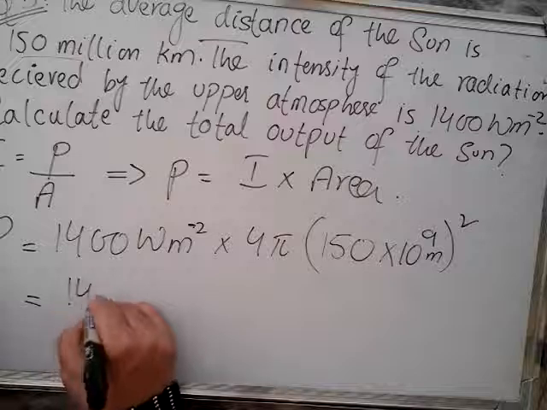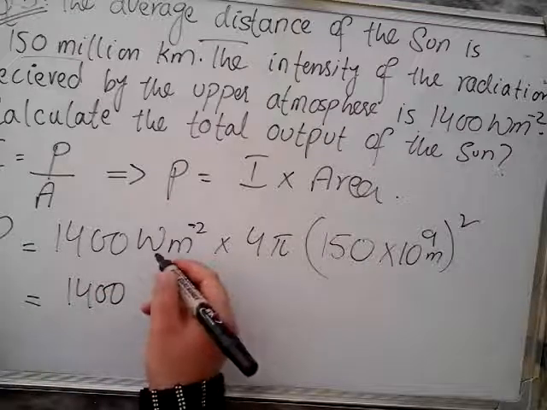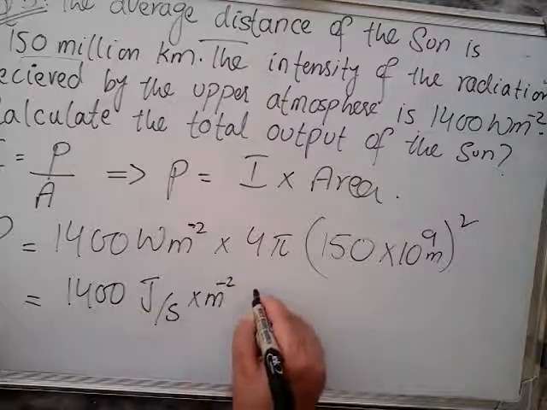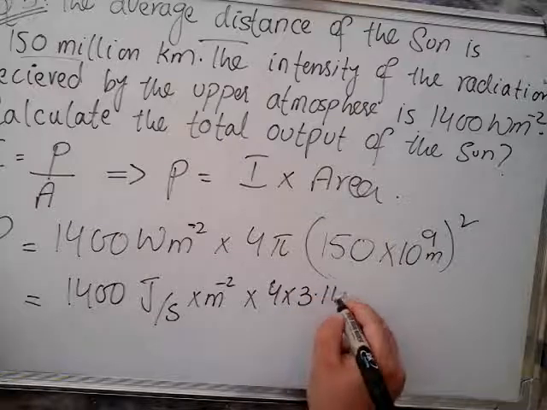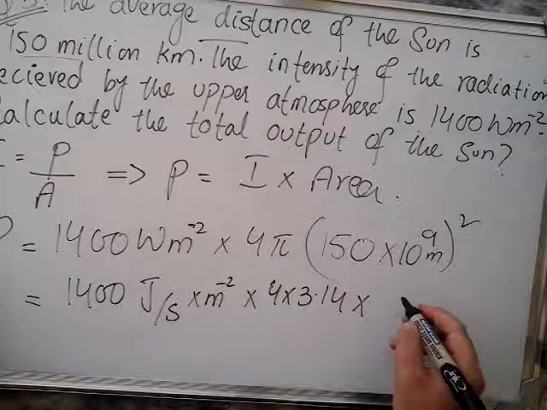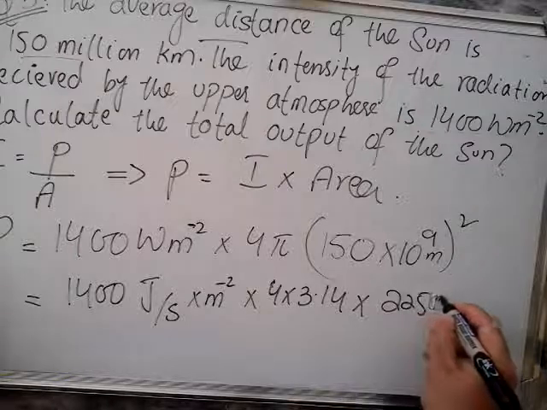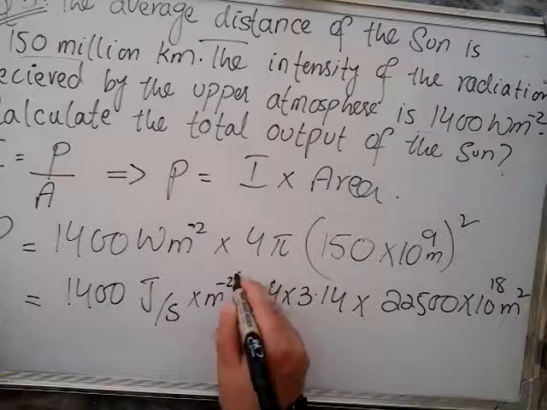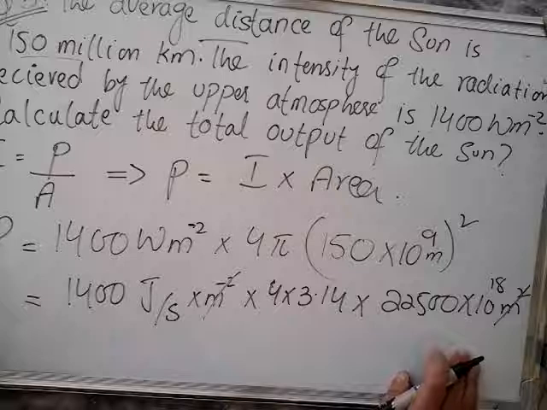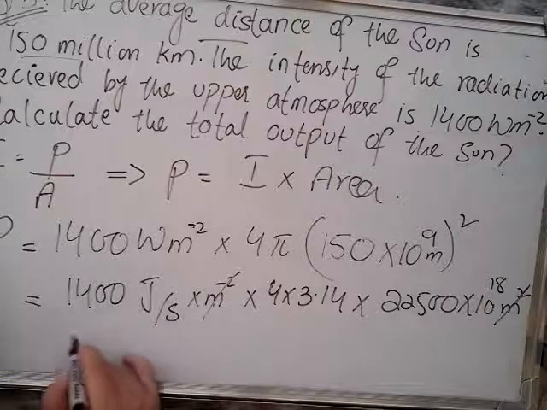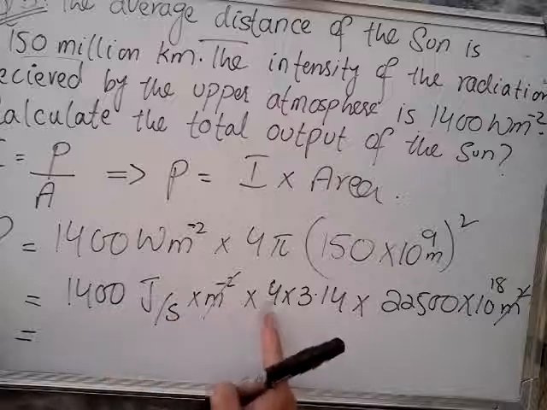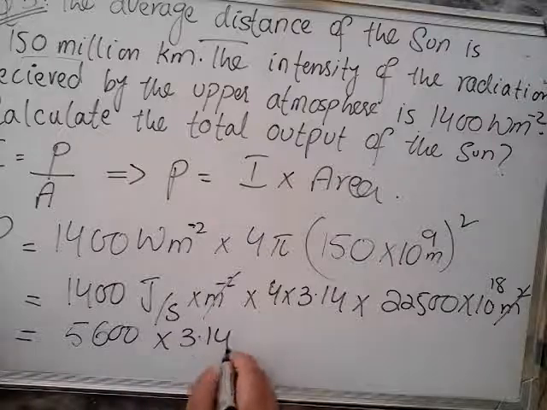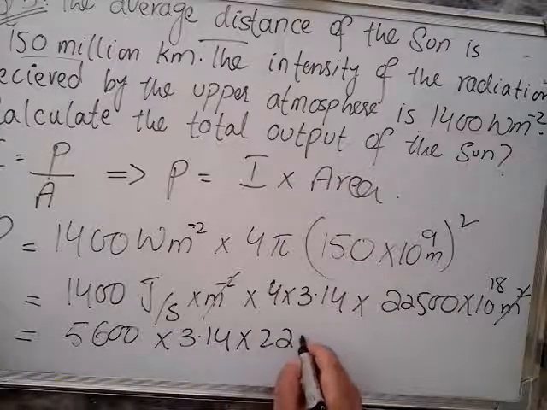400 watt is equal to joule per second. So joule per second multiplied by meter square multiplied by 4 into 3.14, 150 squared will come out to be 22,500 into 10 raised to power 18 meter square. Meter square will cancel with meter square, and this value will come out to be 1400 multiplied by 4, which is 5600, multiplied by 3.14 into 22,500.